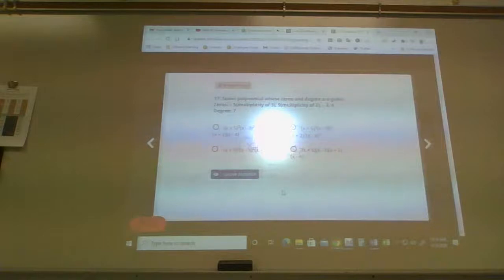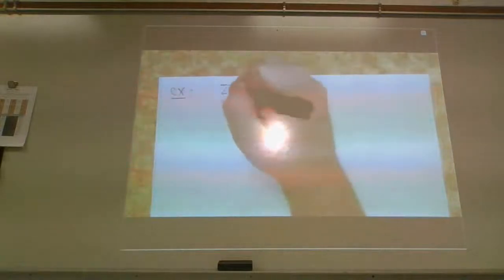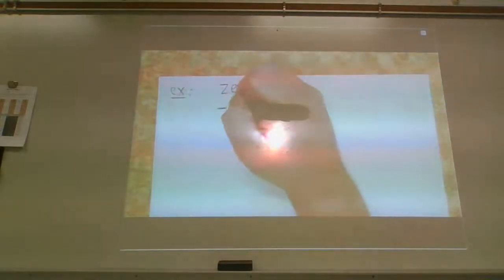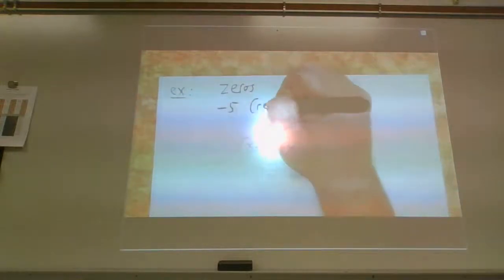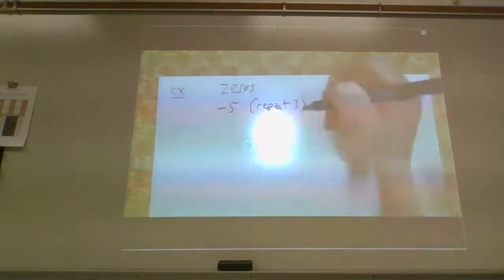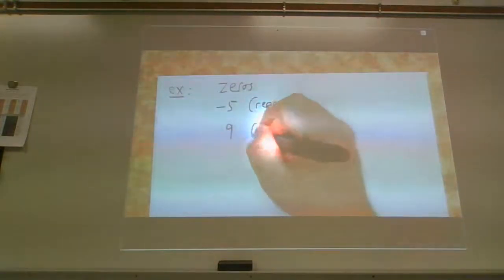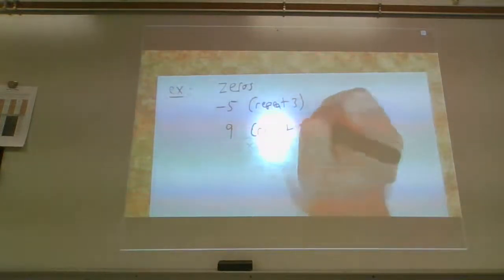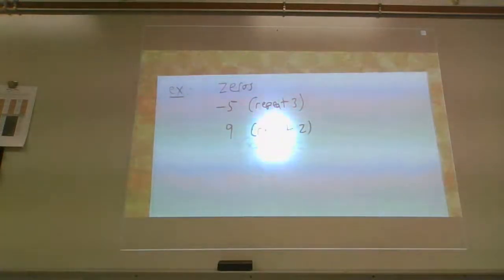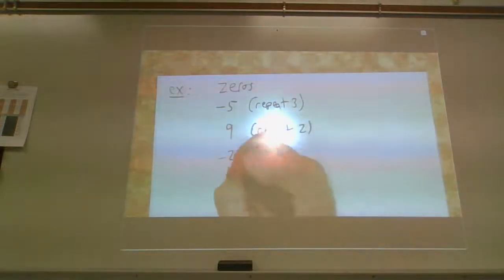9 is a 0 and it repeats twice. -2 is a 0 and 4 is a 0. And the degree is 7. So, hold on. Let's write some of this stuff down. First of all, the zeros that they give you. -5. It's said with a multiplicity of 3, so I'm just going to say it repeats 3 times. 9 was a 0, but that thing repeated twice. They also said -2 was a 0 and +4 was a 0.